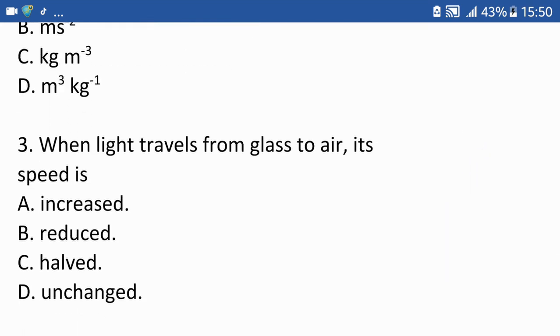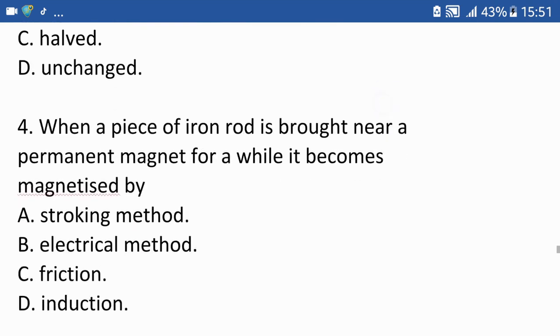Three, when light travels from glass to air, its speed is. Four, when a piece of iron rod is brought near a permanent magnet for a while, it becomes magnetized because.